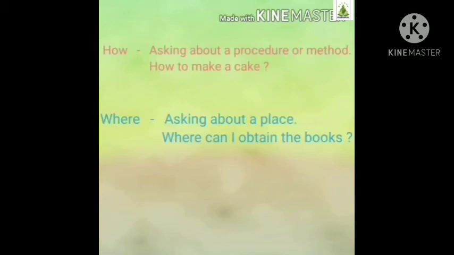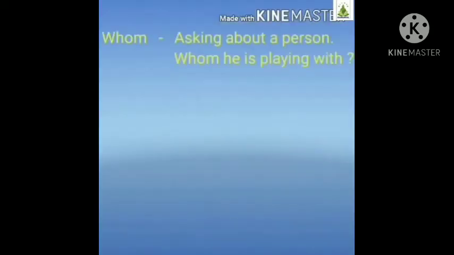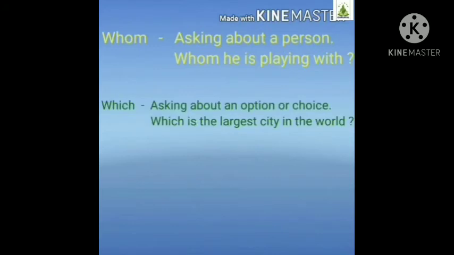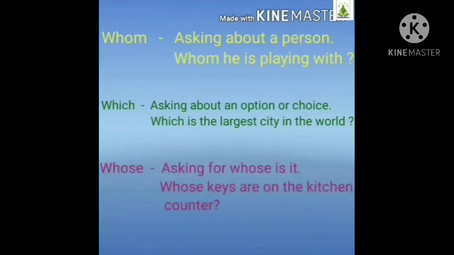Where we use for asking about a place. Where can I obtain the books? Who we use for asking about a person, who is at the door. Whom we use for asking about a person, whom he is playing with. Which we use for asking about an option or choice, which is the largest city in the world. Whose we use for asking whose is it, whose keys are on the kitchen counter.